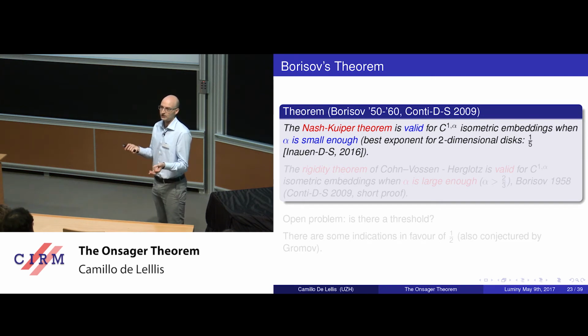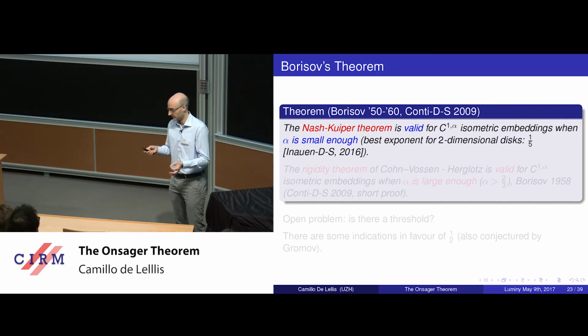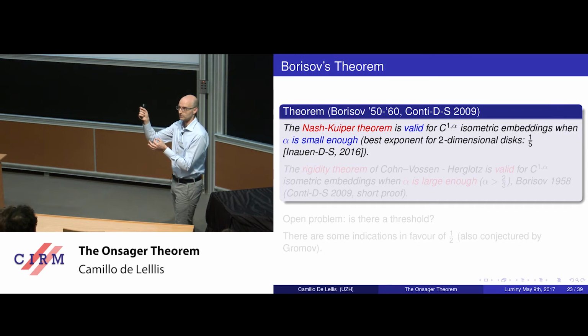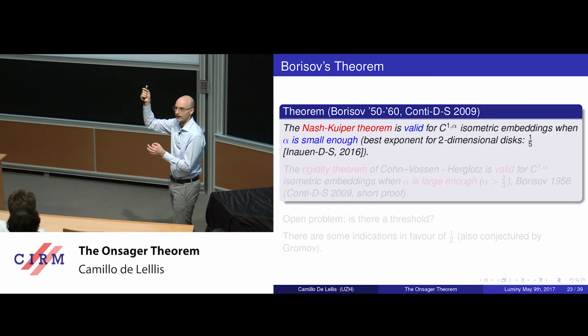but C2 isometric embeddings have the classical rigidity behavior that you would expect from Weyl and Herglotz. So you could ask the question, what happens if I put a C1,alpha regularity and I just vary alpha between 0 and 1? When I reach 0, I am in a Nash-Kuiper situation. When I raise it to 1, I am essentially C2, and I am in the rigidity situation. So is there a threshold in between?